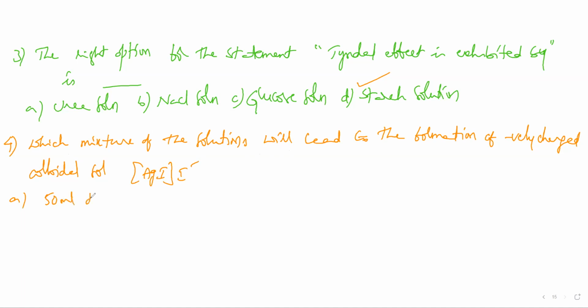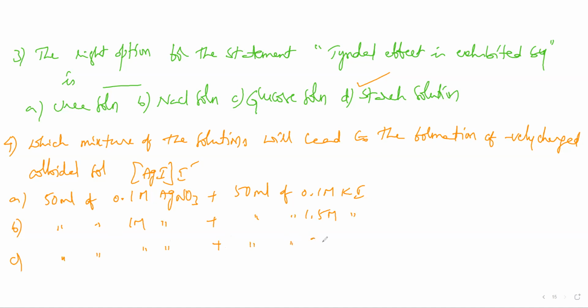A: 50 ml of 0.1 molar AgNO3 plus 50 ml of 0.1 molar potassium iodide. Next, 50 ml of 1 molar AgNO3 plus 50 ml of 1.5 molar KI. Next, 50 ml of 1 molar AgNO3 plus 50 ml of 2 molar KI. Last option, 50 ml of 2 molar AgNO3, 50 ml of 1.5 molar KI.